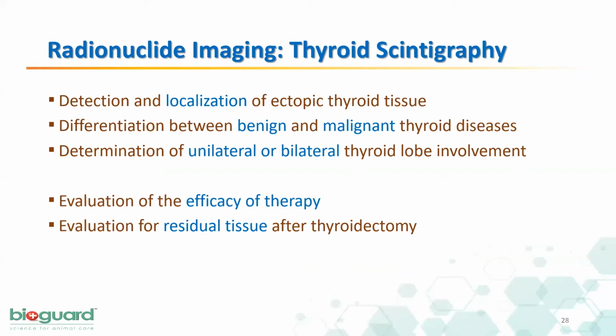This technique is very useful as it can detect the localization of the growth of the thyroid tissue. So you will know whether it is unilateral or bilateral, or benign or malignant. It also shows the efficiency of therapies. If you are giving thyroid therapy to the cats, you can check the efficiency of the therapy by checking the size of the thyroid gland.